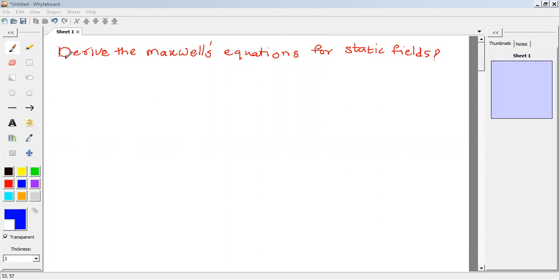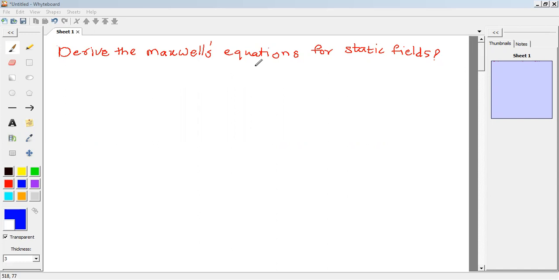In this video, we are going to discuss how to derive Maxwell's equations for static fields. The JNTU may ask the question: derive Maxwell's equations for the static field. Maxwell's equations for static fields means we have a total of four Maxwell's equations. Now we are going to derive these four Maxwell's equations for the static fields.